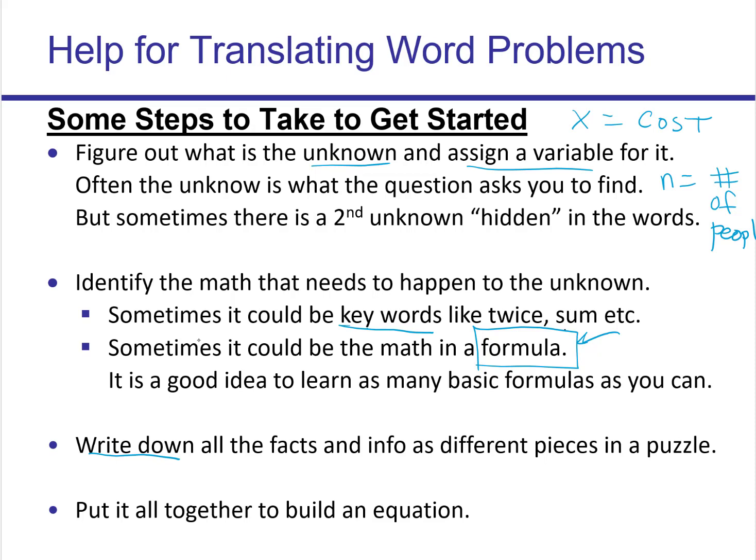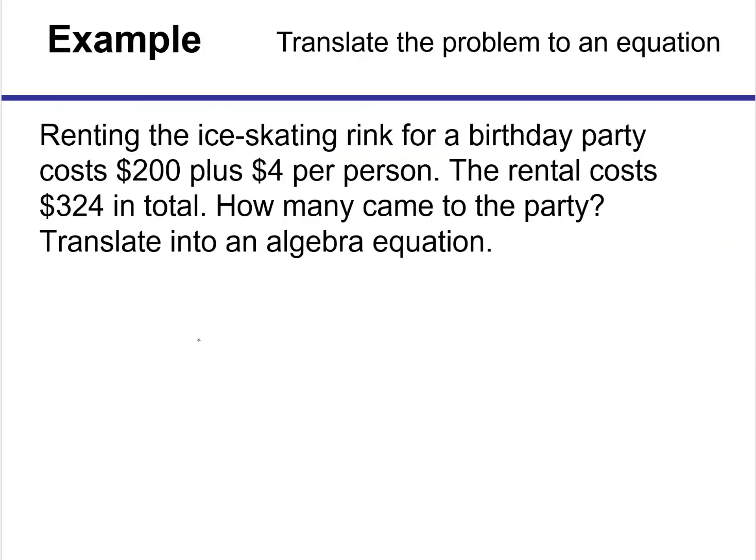For example, let's translate this one. Renting an ice skating rink for a birthday party costs $200 plus $4 per person. The rental cost was $324 in total. So whoever paid for this party, that's what they paid, $324. How many came to the party?